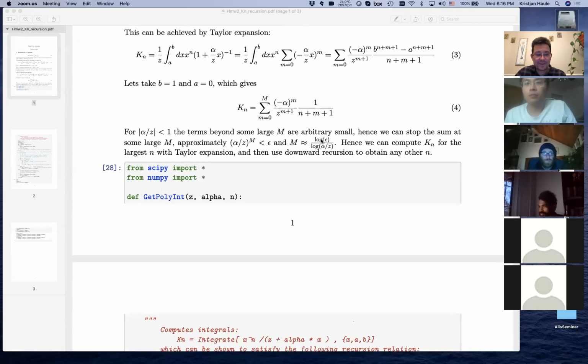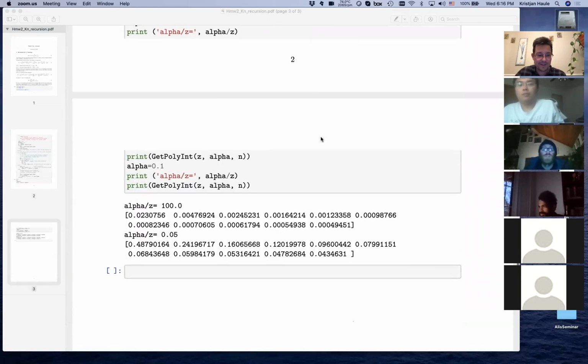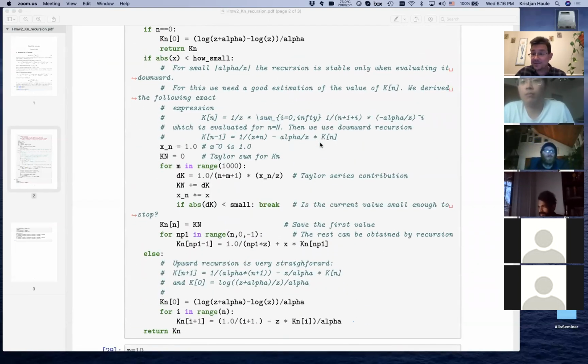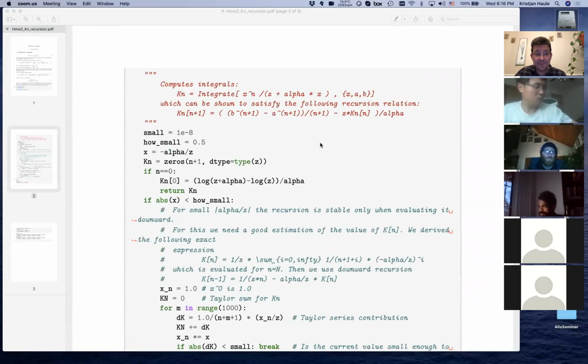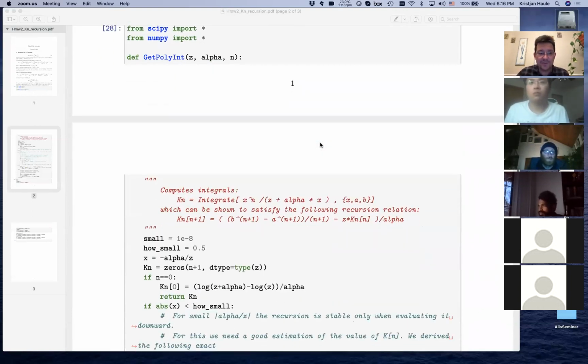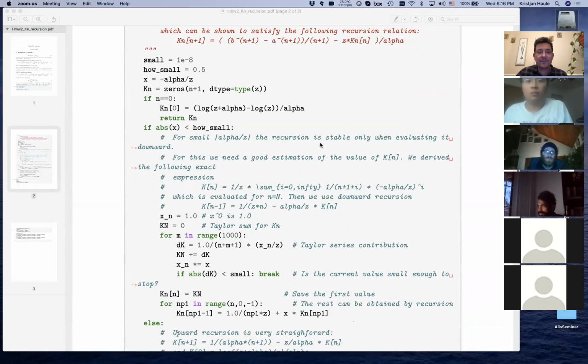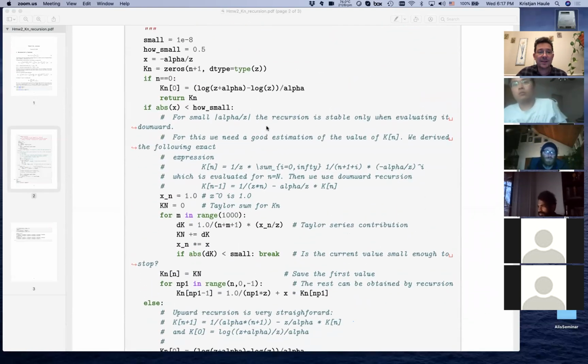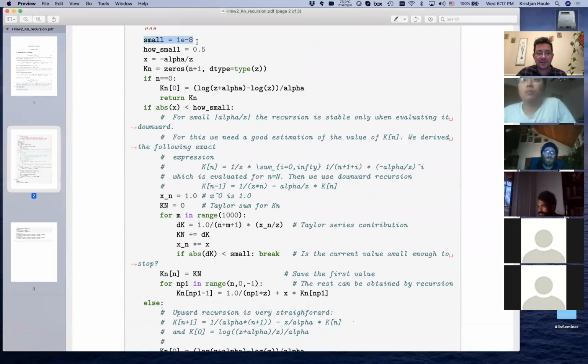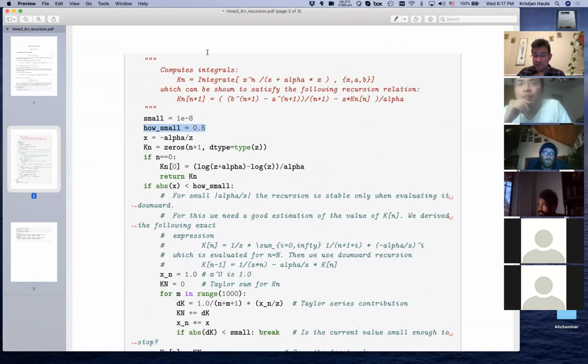Yeah. So this is the implementation. My implementation takes just basically one page, so not a big deal. Implementation shouldn't be too hard, in my opinion, for you. But here is a sketch. I take this cutoff in precision to be, let's say, 10 to the minus 8. It doesn't need to be that precise. So let's say 10 to the minus 8 is small enough. And then I'm going to take another cutoff, 0.5. Basically, I'm going to say if alpha over Z is less than half, then I use one direction of recursion versus the other.